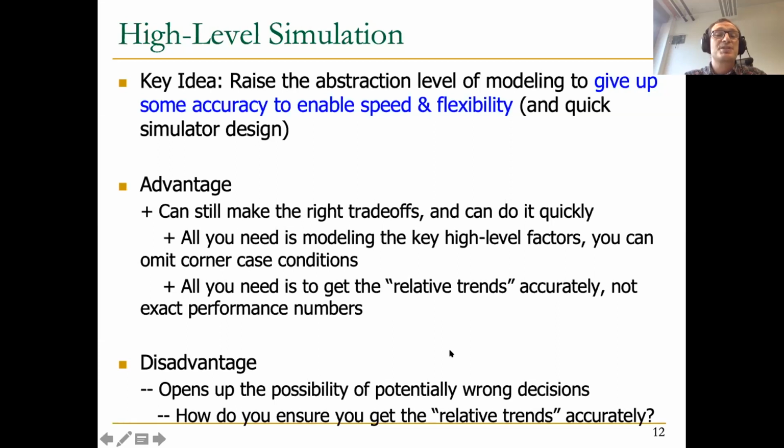Basically, high-level simulation clearly opens up the possibility of potentially wrong decisions. Then the key question is how do you ensure you get the relative trends accurately without making those wrong decisions? And this is where an architect's art, experience, care, and meticulousness come in.